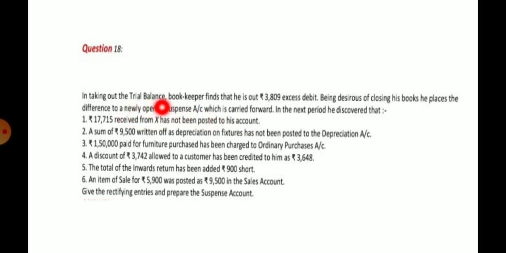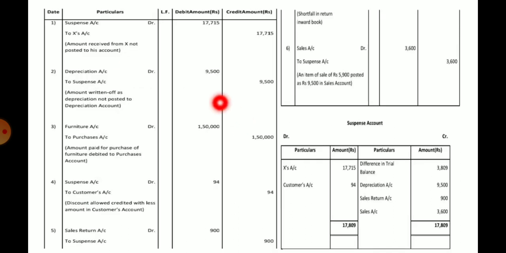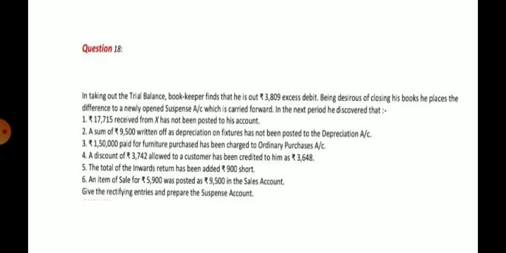In taking the trial balance, the bookkeeper finds that he is out by 3,809 excess debit. Being desirous of closing his book, he placed the difference to a newly opened suspense account, which is carried forward. In the next period, he discovered that the 17,715 received from X has not been posted to his account. So it is the error of omission. So it will be entered into the suspense to X account. Simply you enter the amount.